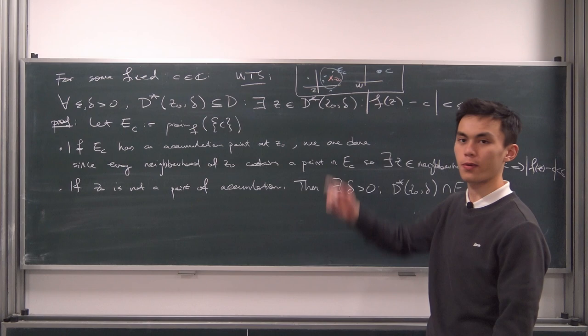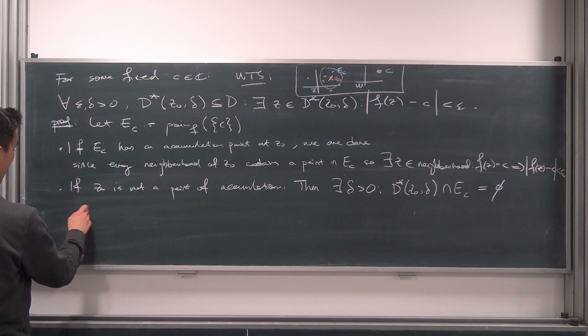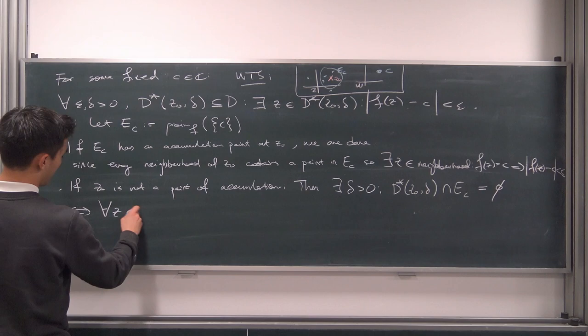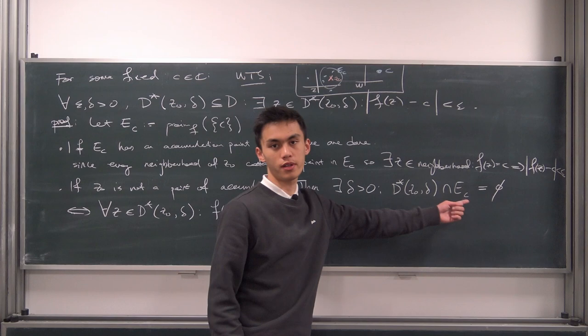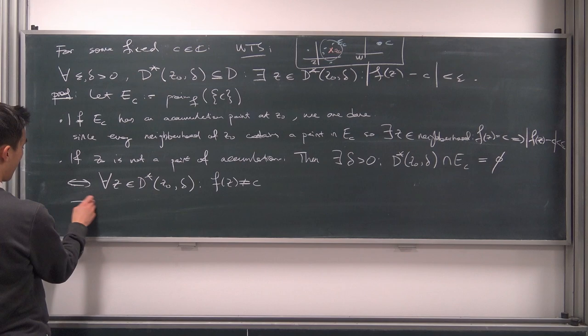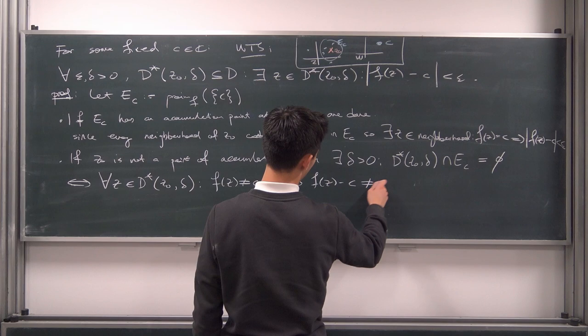If this happens, then this is equivalent to saying, for all numbers z in the punctured disk d star z naught comma delta, f of z is not equal to c, because you're not hitting any points in EC over here. But if f of z is not equal to c, then this is equivalent to saying f of z minus c is not equal to zero. So you subtract on both sides.